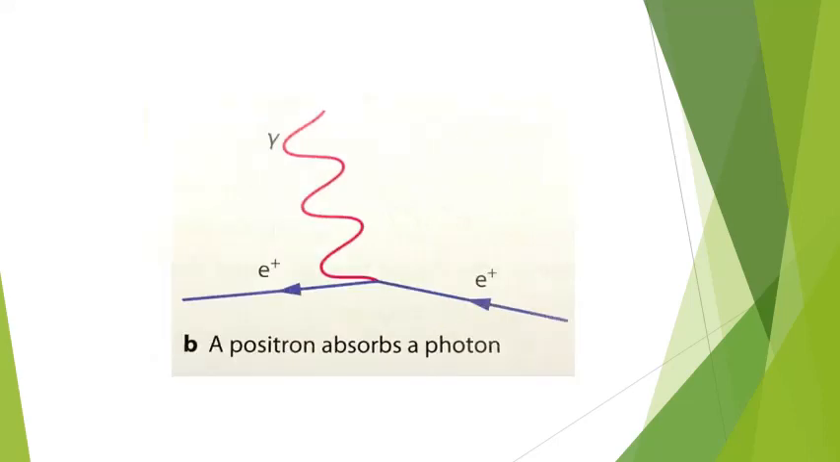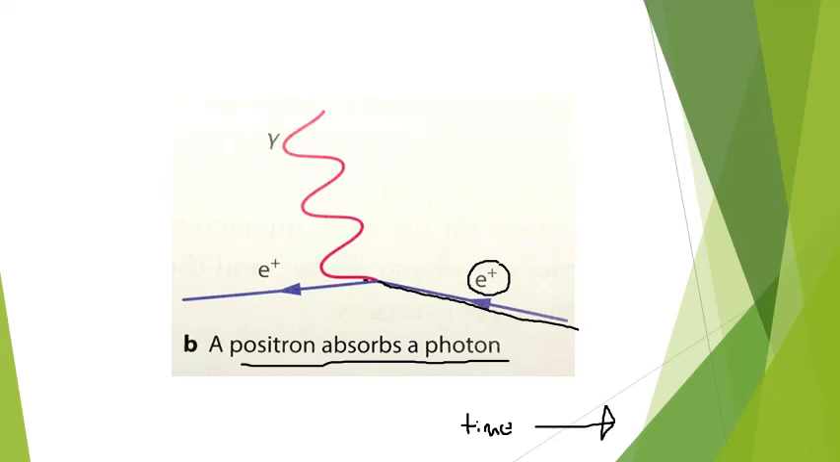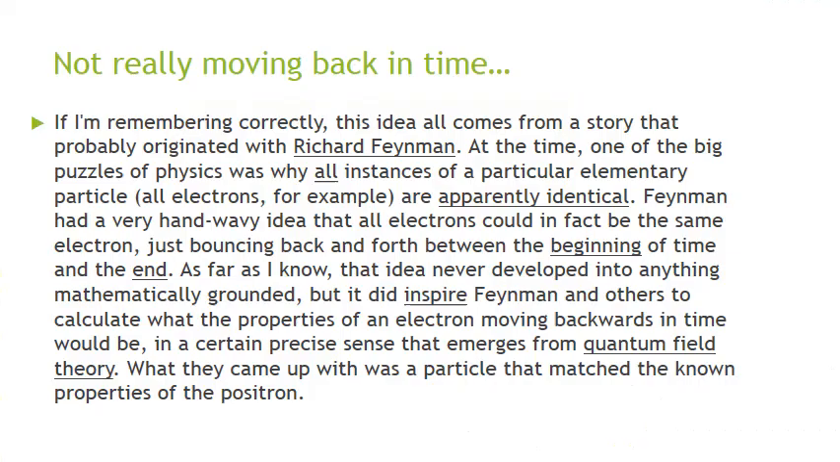Now, this one should look kind of strange because a positron absorbs a photon, right? Well, if time is going from left to right, right? So here time is going from left to right. It looks like these positrons are going against time and absorbing, right? It looks like this electron's going here, it's absorbing this and then going this way, right? Well, it's not exactly that way. So we're not really moving back in time.